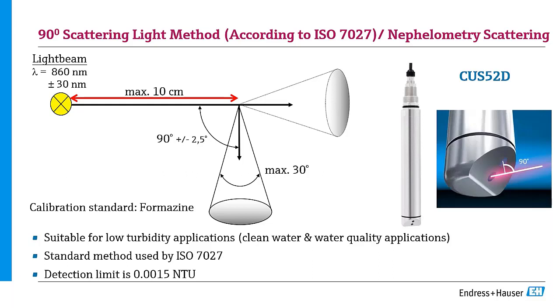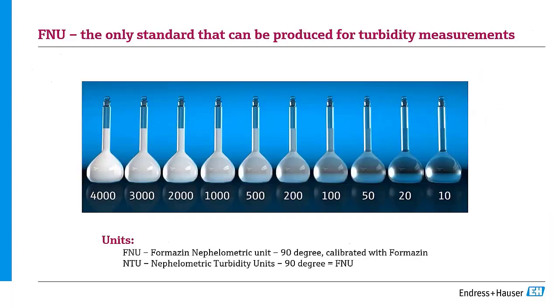You might notice before that I said when we're measuring turbidity, the units are NTU, and this corresponds to this measurement technique. The 90-degree scattering method is also called nephelometric turbidity measurement, so NTUs are nephelometric turbidity units. When we're using this 90-degree scattering method, our key standard we want to be calibrating on is formazine.